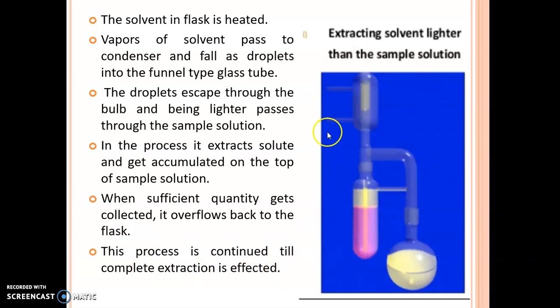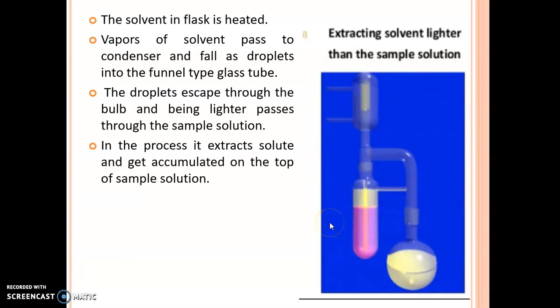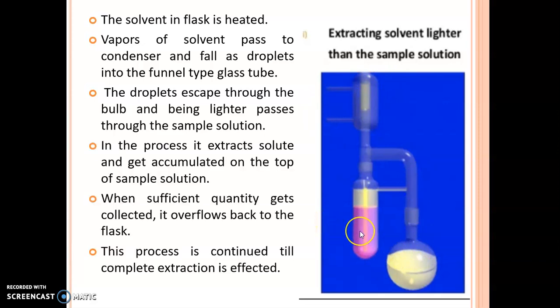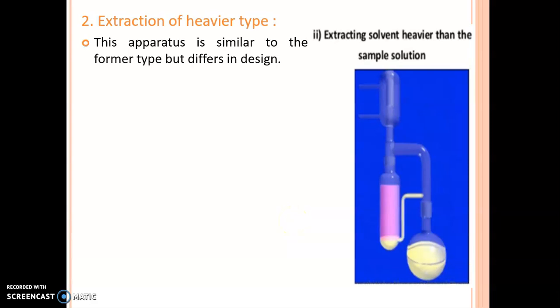As we know, this apparatus is divided into A, B, C, three parts. Okay, so this is about the extraction procedure in which solvent is used which is lighter than the sample solution. Okay, now second subtype is extraction of heavier type. This apparatus is used which is similar to the first type. Okay, so this apparatus is similar to the former type but differs in design. In this diagram you can see there is a difference between the two instruments.